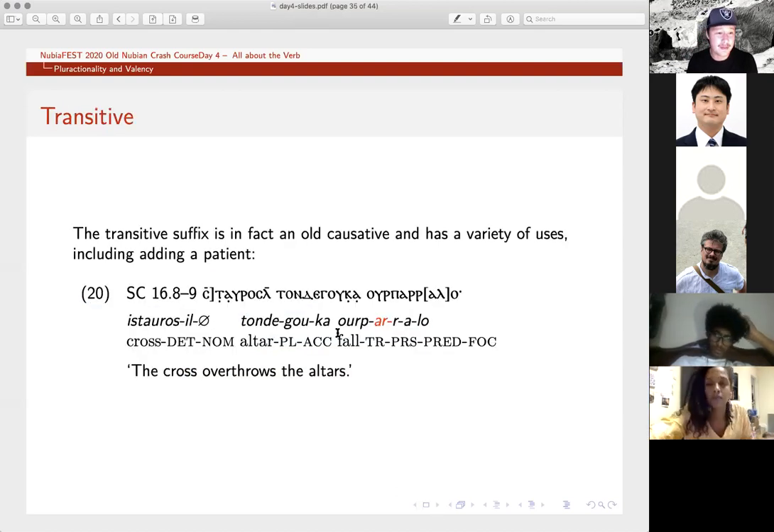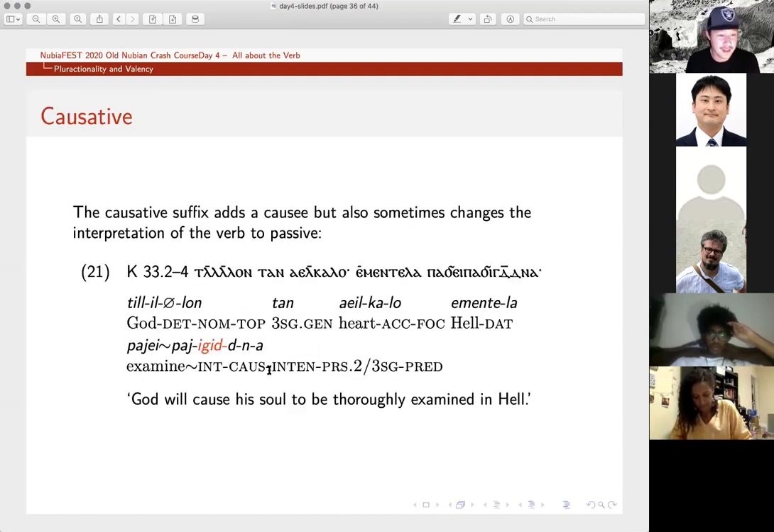But to give you some examples here, the crossover throws the altars. We have here the verb urp, to fall. And then with a transitive marker, it becomes to overthrow. So it sounds a bit more causative, right? To cause to fall, or something like that. So let's just call it transitive, or I just call it transitive because we need to distinguish it from the next one, which is the causative, clearly.